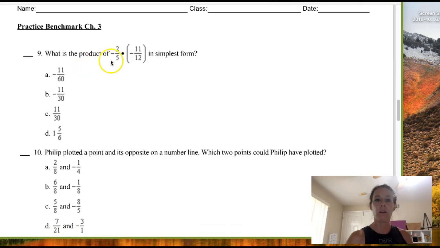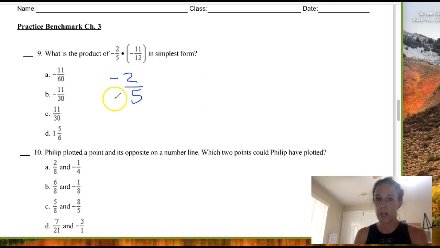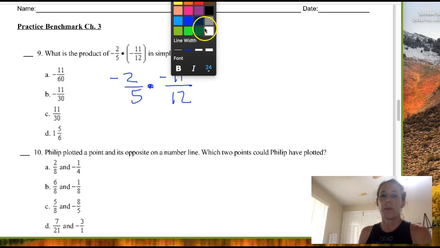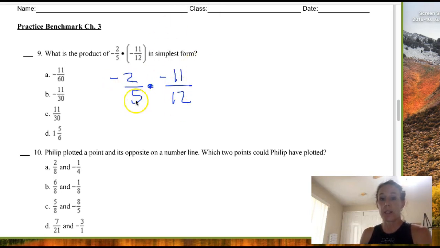What is the product of -2/5 and -11/12 in simplest form? So it's just a multiplication problem. We're going to go -2 over 5. You can attach the negative to the top or the bottom, one or the other, not both. I'm going to attach the negative up here, -11 over 12. Now remember multiplication, I multiply across the top and across the bottom, and I can cross cancel too. I know that 2 divides into 12 and leaves me with 6. 2 divides into itself and leaves me with 1. The negative is still there, it didn't divide out. 5 doesn't go into 11 and 6 doesn't go into 11.